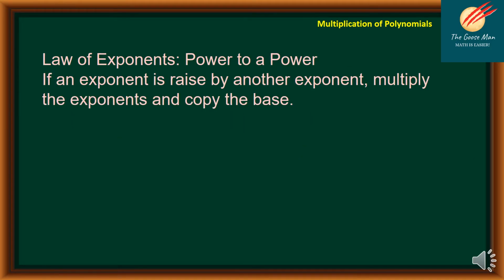The next law of exponent that we will use for multiplication of polynomial is the law of exponents, such as power to a power. It means that if an exponent is raised by another exponent, multiply the exponents and copy the base. Let's have example. If I have x squared raised to 3, so it means that I have x raised to 2 times 3, which is equal to x raised to 6.